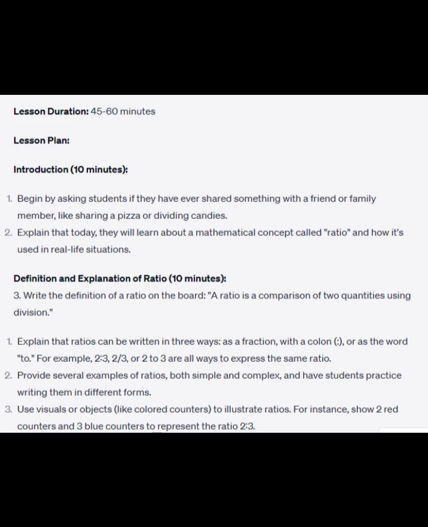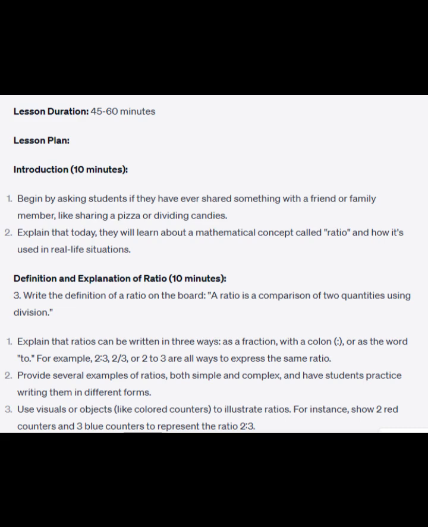3. Write the definition of a ratio on the board. A ratio is a comparison of two quantities using division. Explain that ratios can be written in 3 ways: as a fraction, with a colon, or as the word "to." For example, 2:3, 2/3, or 2 to 3 are all ways to express the same ratio.